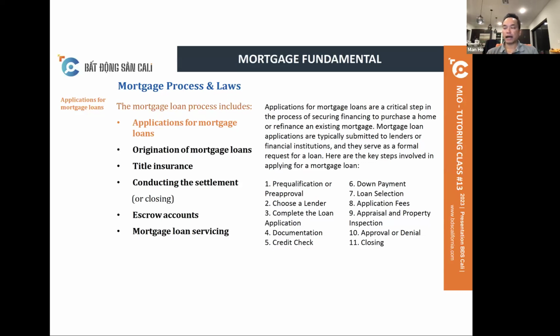So the first step is either pre-qualification or pre-approval. Second step is choose a lender. Third step is complete the loan application. Fourth step is documentation. Fifth is credit check. You get the full documents in, and now you get the social security number and you do the credit check. Sixth is down payment, like I just mentioned. Loan selection: you want 10 years, 30 years, conventional, unconventional, ARM, whatever you want to do, okay? Pick one. Application fees, right? Define all the fees and costs.